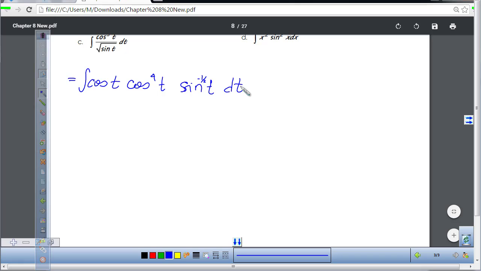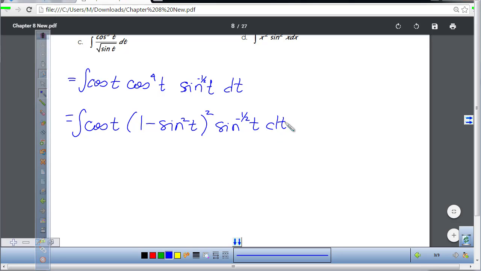All right. So I've already got my derivative present, cosine t dt, if I can change everything else to sine. So I could rewrite cosine to the fourth of t as what? Sine squared t squared, right? Okay, and then we got sine to the negative half of t dt.